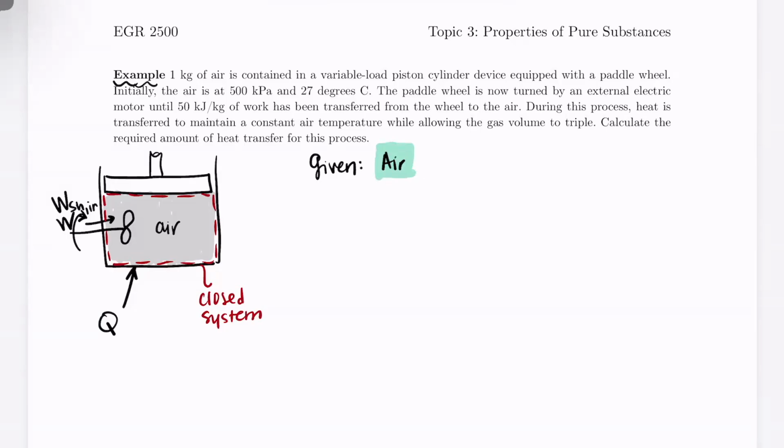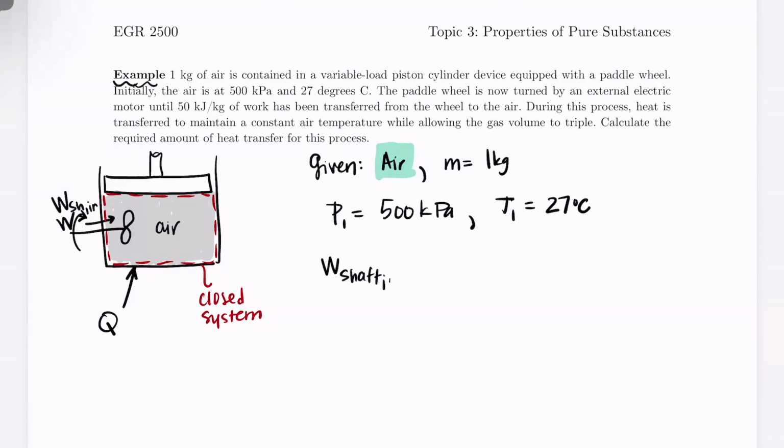Which is important. We're given that it has a mass of 1 kilogram. Since it's a closed system, the amount of mass in our system is going to stay the same. We're given that P1 is equal to 500 kPa and T1 is 27 degrees C. We're also given that we have shaft work that's input, and it's 50 kilojoules per kilogram.